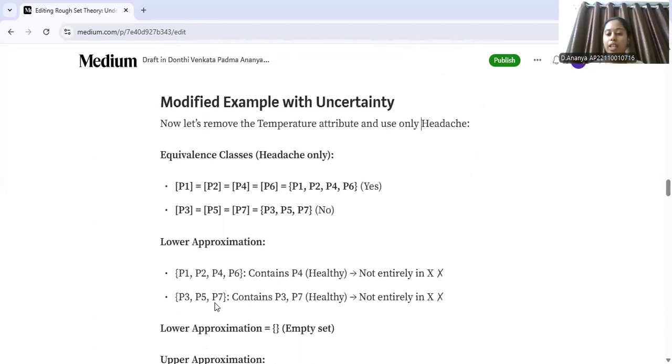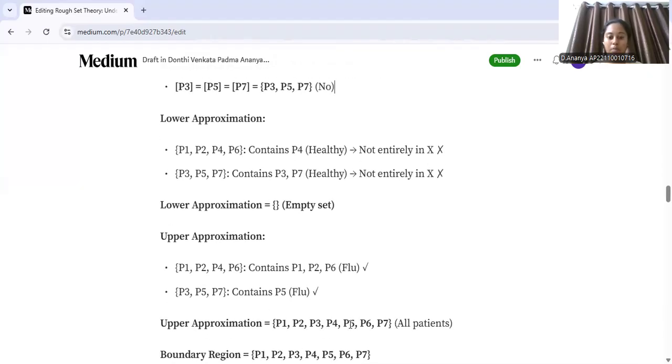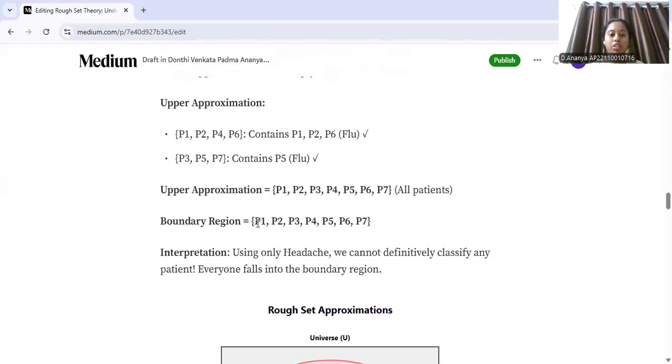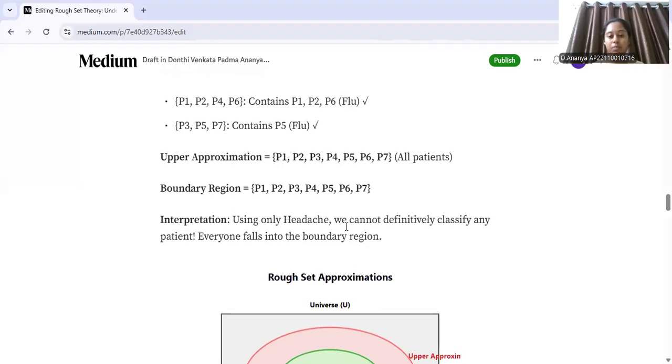And here I modified this example. Now let's remove the temperature attribute and only use headache. We classify them using headache: P1, P2, P4, P6 have headache, and P3, P5, P7 do not. Here the lower approximation is the empty set, and the upper approximation is everything: P1, P2, P3, P4, P5, P6, P7. The boundary region is upper approximation minus lower, so we get all the patients. Interpretation: using only headache, we cannot definitively classify any patient. Everyone falls into the boundary region.